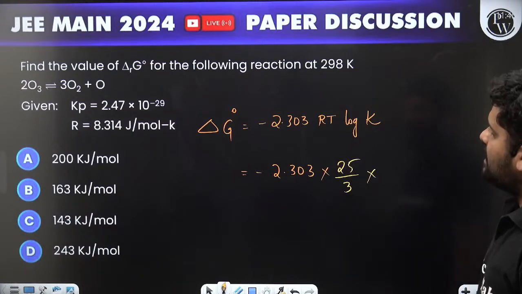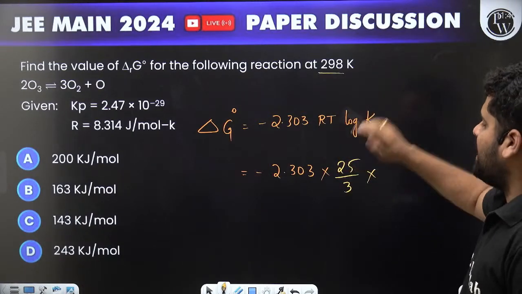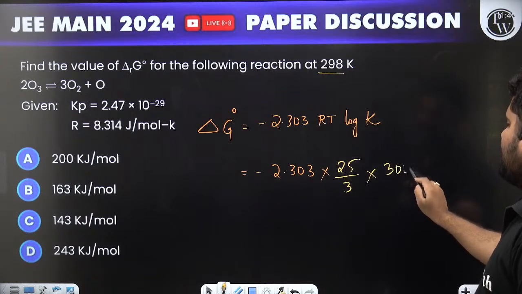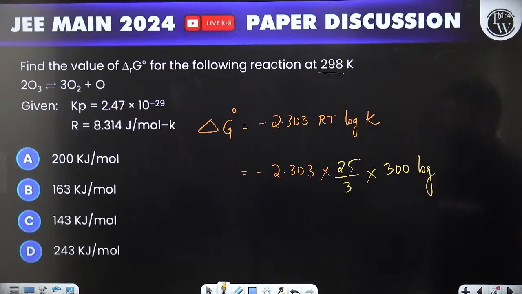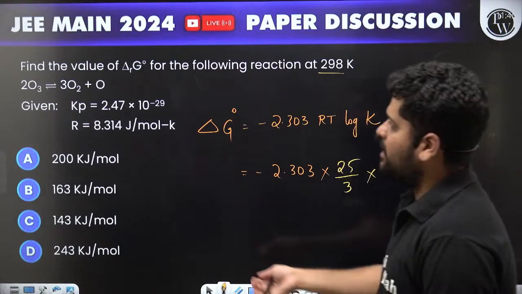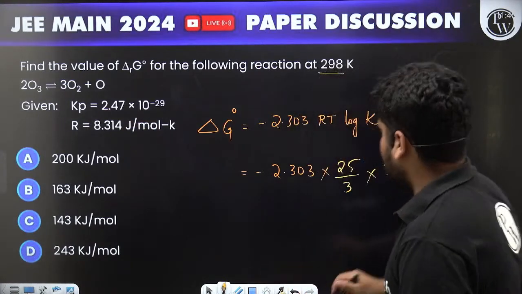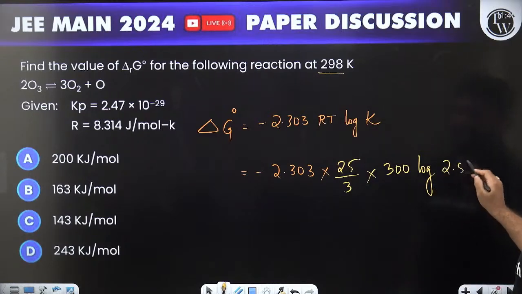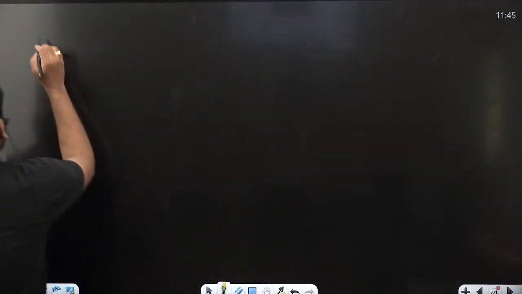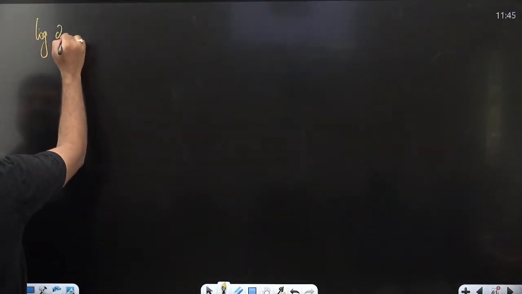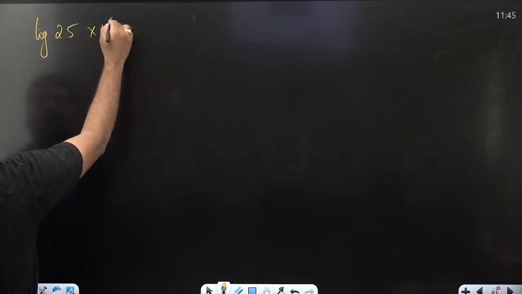And we have temperature given to you as 298. We'll approximate it as 300. Okay, and into log K. Log of what? 2.47 into 10 to the power minus 29. We will approximate again this as 2.5 into 10 to the power minus 29. Let us solve log of 2.5 into 10 to the power minus 29 first. I'll write it as 25 into 10 to the power minus 30.